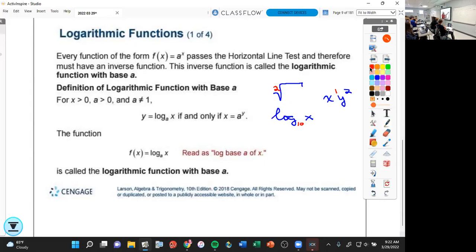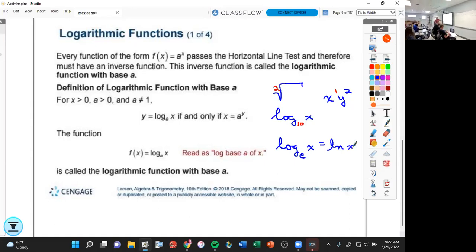I'll do one more and we'll talk about it. So I'll change back to blue. If I had this, what's the base? What's the base? E. This is the same thing as that. So natural log has a base of what? E. Okay. So stuff to know there.